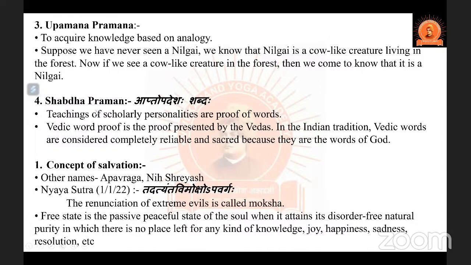And the fourth and last pramana is shabda pramana. It is called aptopadeshah shabda, meaning the teachings of scholarly personalities are proofs of words. Like the scholarly personalities of ancient days who wrote different scriptures which we read at present, whether the Upanishads, the Vedas, or the epic texts, all the ancient literature was written or compiled by scholarly personalities. So according to this pramana, they are the proofs of the words.